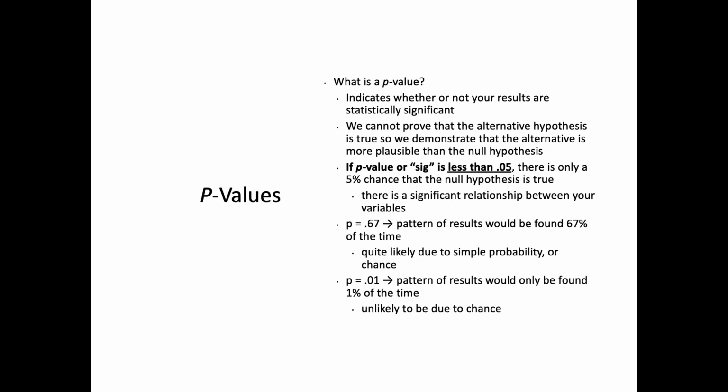So in addition to 0.05, there is another, more strict critical line for p-value, that is 0.01, which means the patterns of results will only be found 1% of the time. So if your p-value is less than 0.01, which is good, it means that it is unlikely that your results will be due to chance.